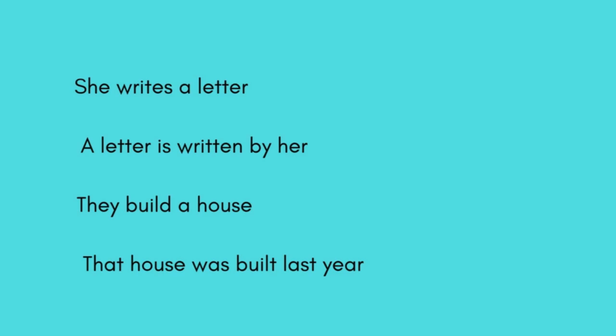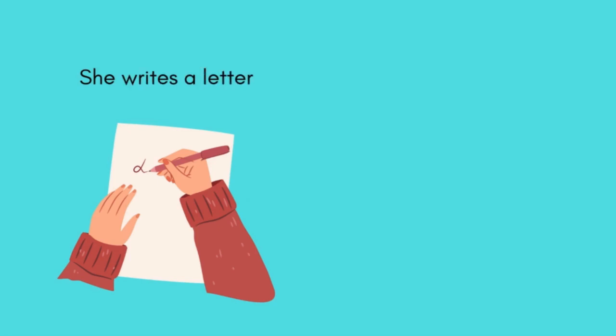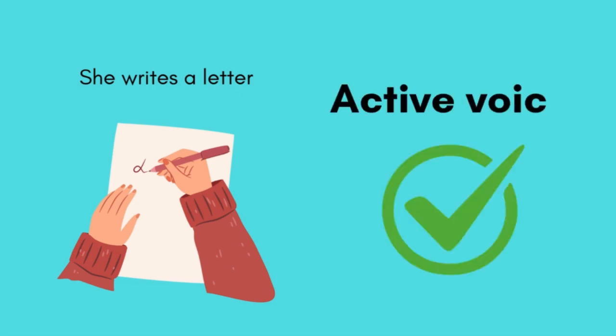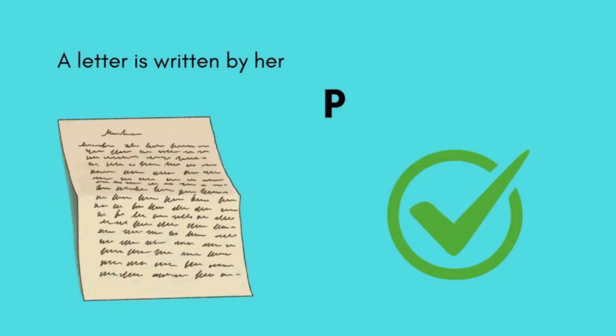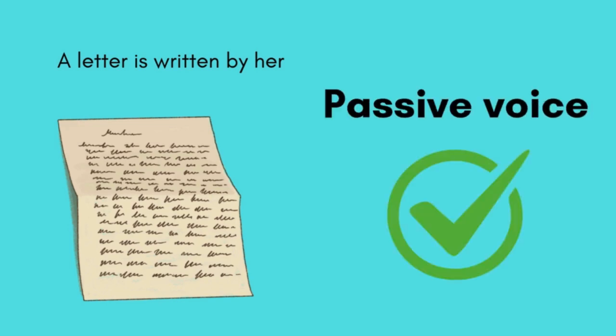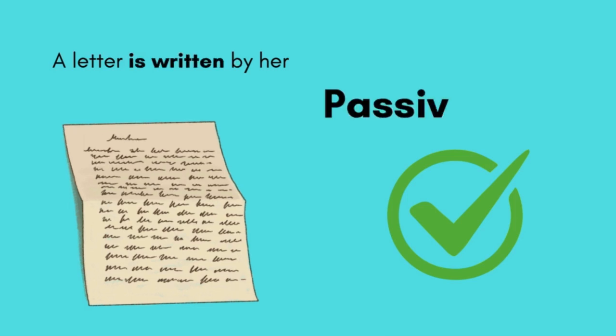Number 1. She writes a letter. What's your answer? Correct. This is active voice. Why? Because she is directly performing the action of writing. Okay? Number 2. A letter is written by her. What is your answer? Exactly. This is passive voice. We have is, or to be, and written, which is verb 3. And then the focus is on a letter, which receives the action.